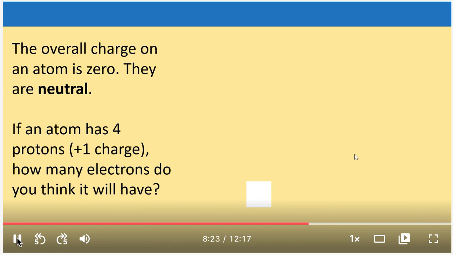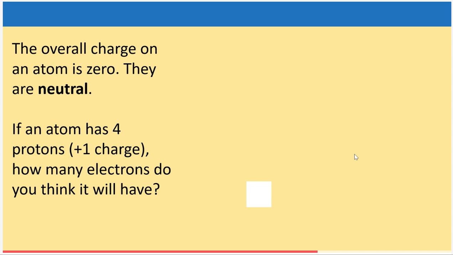Okay, so the overall charge of an atom is 0, so we say that they are neutral. Now, if an atom has 4 protons, which is a +1 charge, how many electrons will it have if the overall charge of an atom is 0? It should have 4 electrons as well. So then your 4 protons, your 4 +1 charges will balance out your 4 negative charges from your electrons, and we get that overall charge of 0 on an atom.